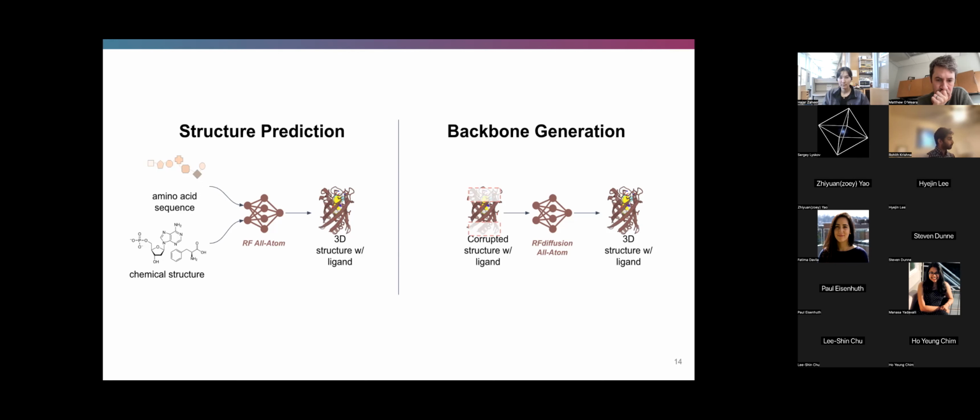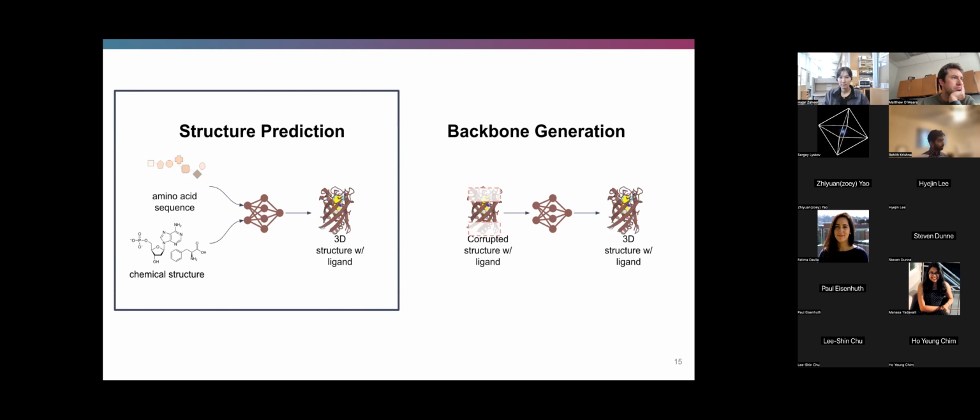And so structure prediction, instead of just providing an amino acid sequence and getting back a structure, you provide an amino acid sequence and a chemical structure. And then in backbone generation, you can corrupt a structure with a ligand, right? And then reconstruct the 3D structure with the ligand. And so those are kind of the two problem domains that we really set out to make progress on.